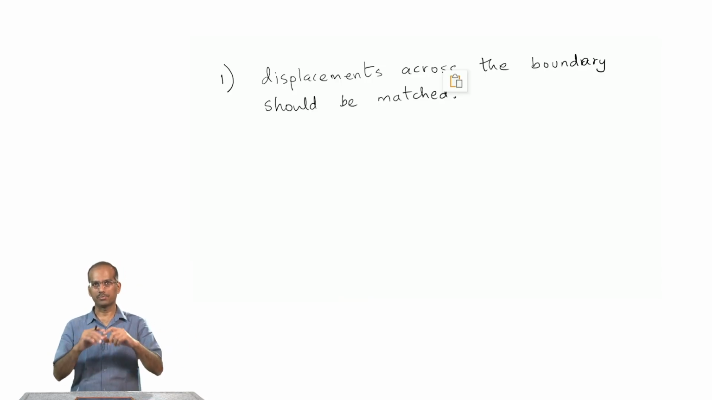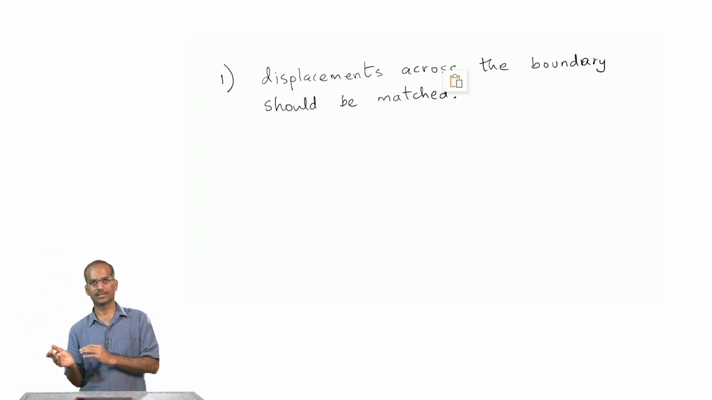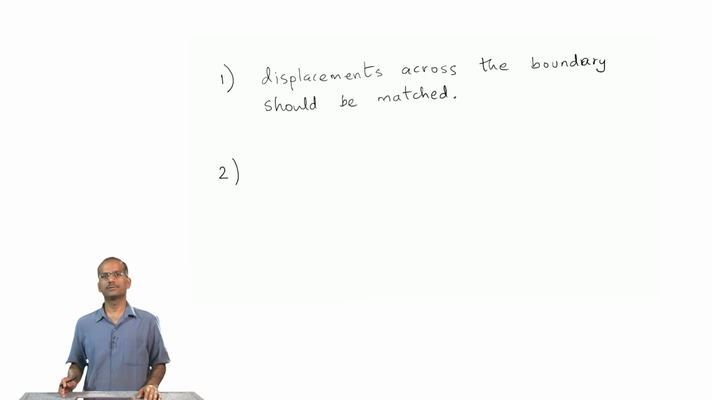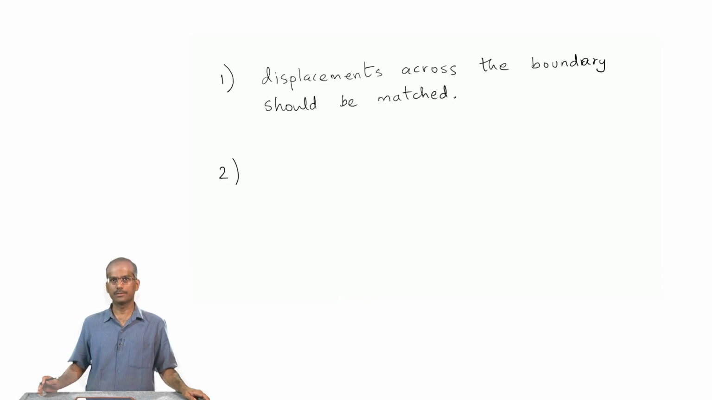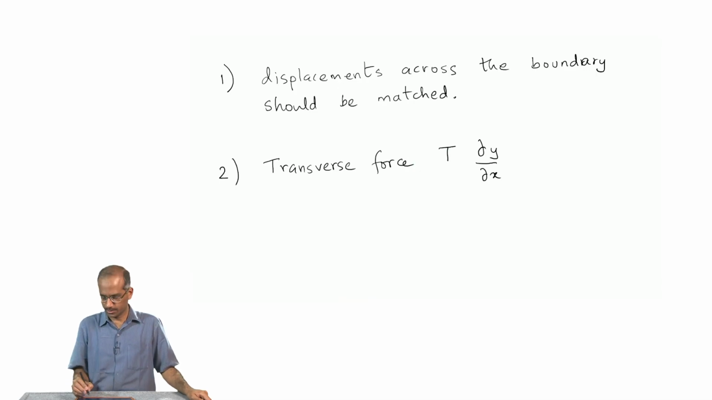You can't have a small displacement of the wave that is incoming and suddenly that produces a huge displacement on the other side. That cannot happen. Physically, that is not feasible. Second condition is what can be called a dynamical condition, namely that the transverse force, which is given by T into the gradient dou y by dou x, should be continuous.